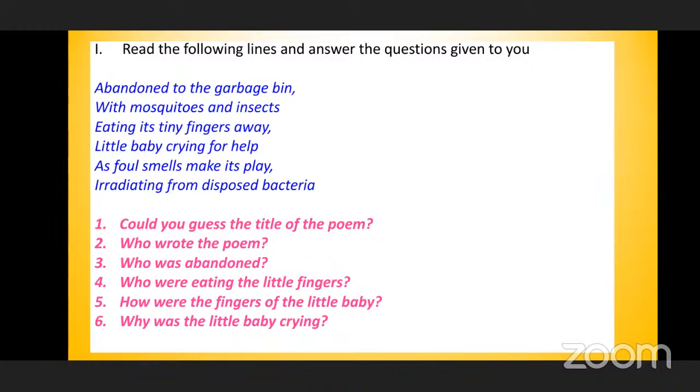In a simple sentence, who was abandoned? The infant baby was abandoned. Very simple. We had a detailed discussion in the last class. Who were eating the little fingers? The mosquitoes and insects were eating the little fingers. How were the fingers of the little baby? The little fingers of the little baby were very small, because the baby who was thrown in the garbage bin was a month old.